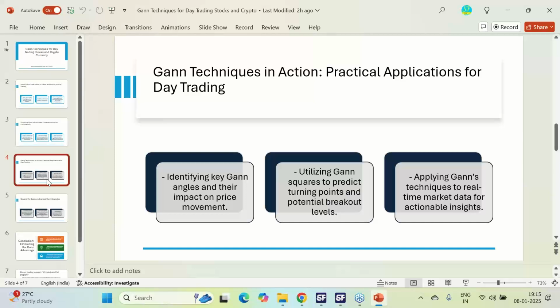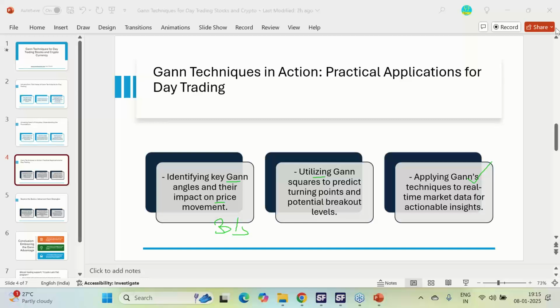Now the next part is Gann technique in action. What is the practical application in day trading? What we are doing here in the Gann subject, in a practical way, is identifying a key Gann angle and its impact on price movement, which is our buy entry or sell entry level, utilizing the squares, and the turning points where it should meet the target and come back. So that part, applying these techniques and getting the result.